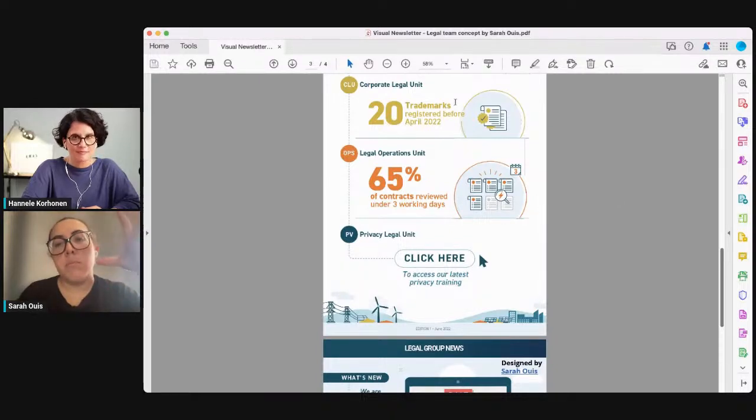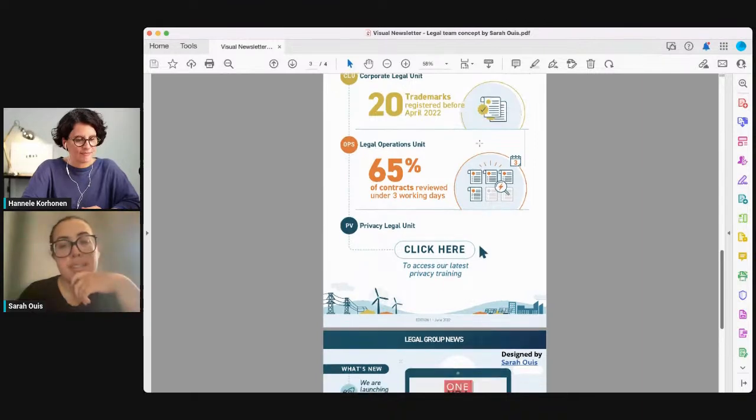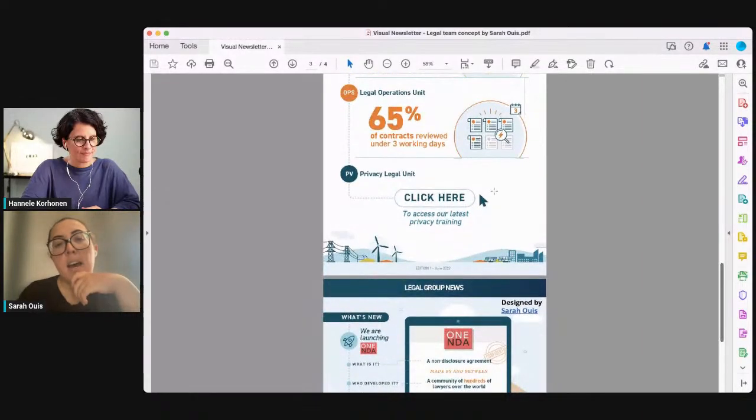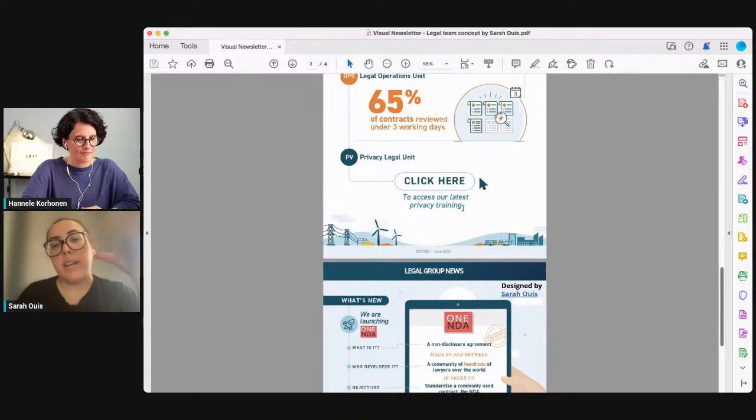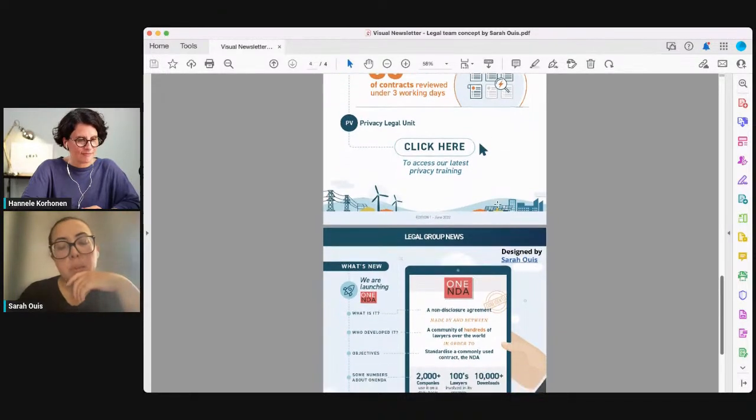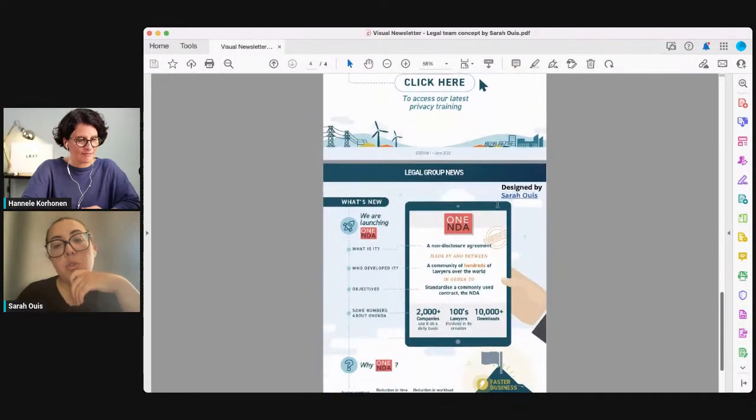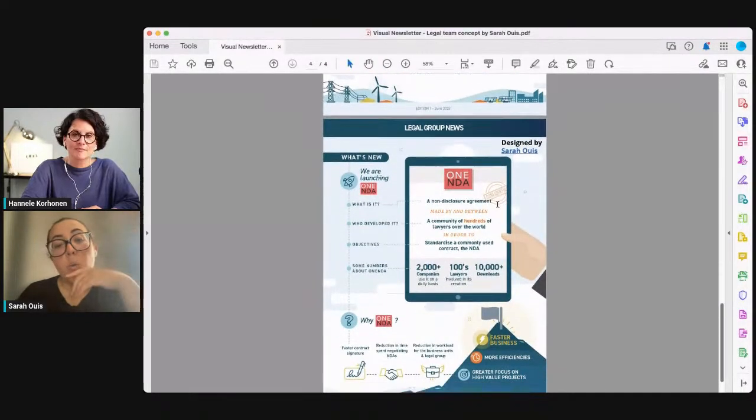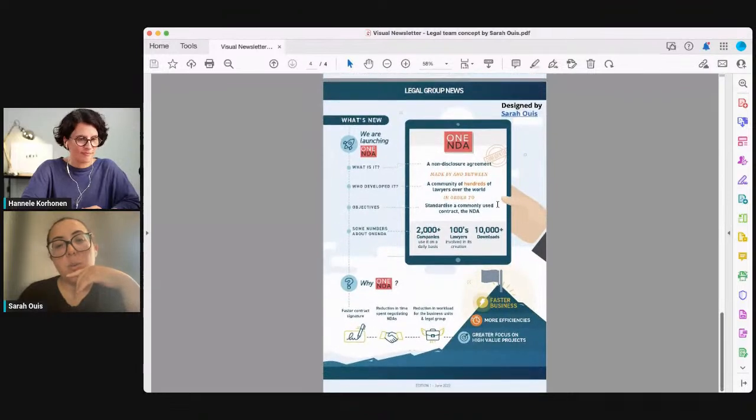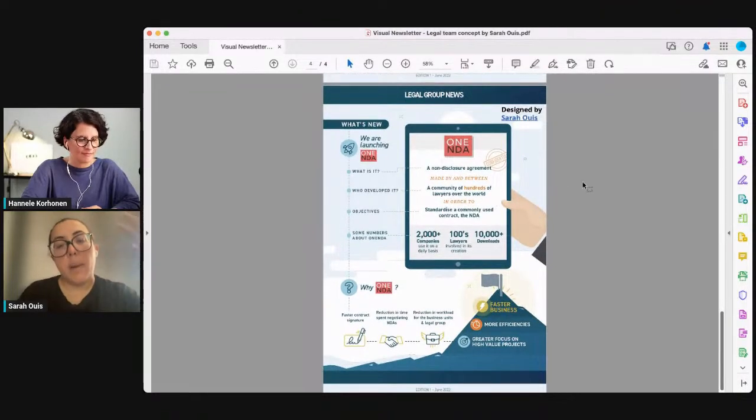So, a dummy example of data, if we were to represent some data, some percentages, some clickable links embedded as well to showcase a training, for example. At the time, they were also rolling out One NDA internally. So the idea was, again, to come up with a communication message around the launch of One NDA.